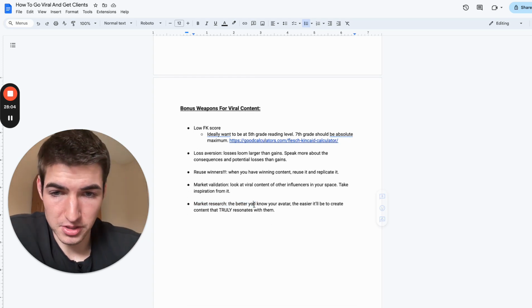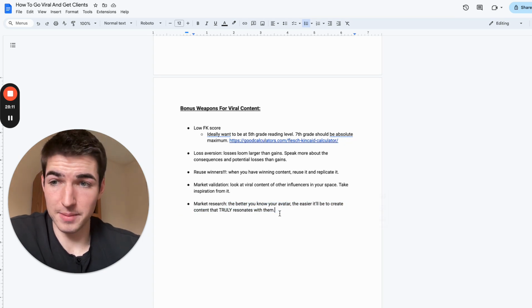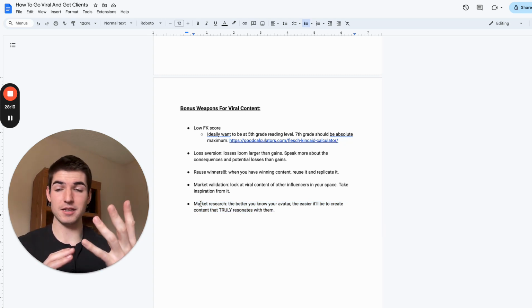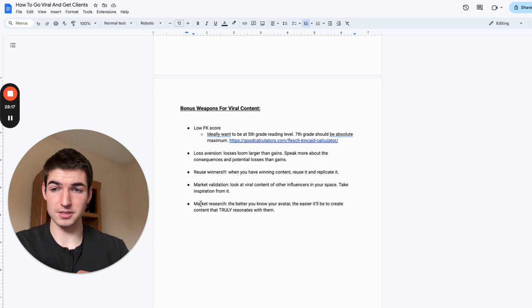Then we have market research. The last thing here. The better you know your avatar, your target market, the easier it'll be to create content that truly resonates with them. So if you know your avatar like the back of your hand, it's going to be very easy to write content and speak directly to them and speak their desires and their nightmares because you just know them.